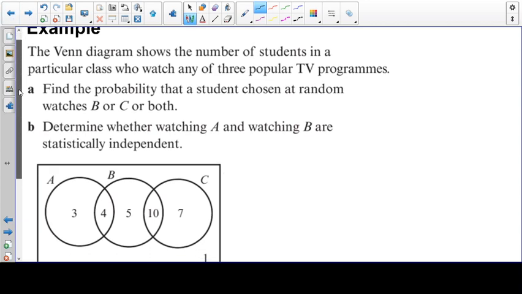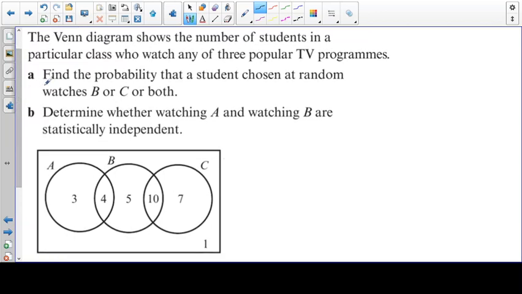Okay? The Venn diagram shows a number of students in a particular class who watch any of three popular TV programs, A, B, and C. Find the probability that the student chosen at random watches B or C or both. So that in symbols, B or C or both is B union C. 4 plus 5 plus 10 is 19, plus 7 is 26, out of a total of 30 students.